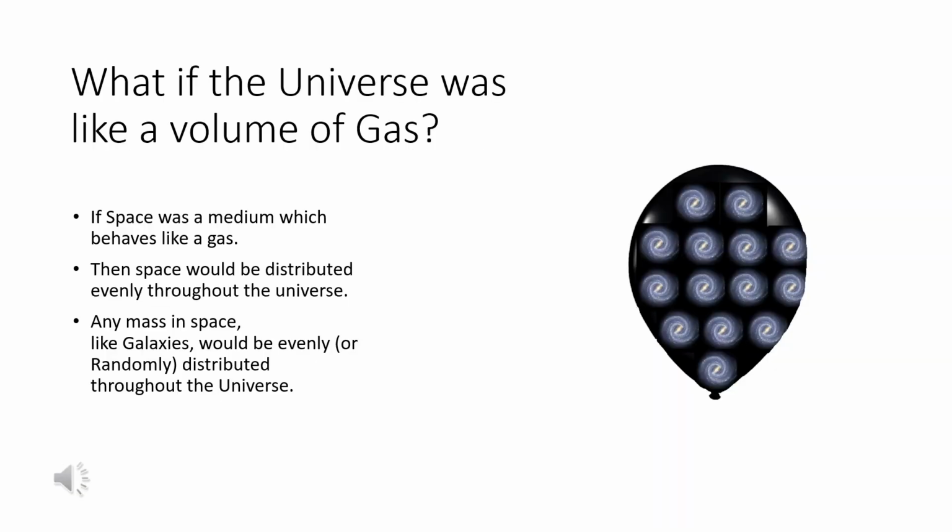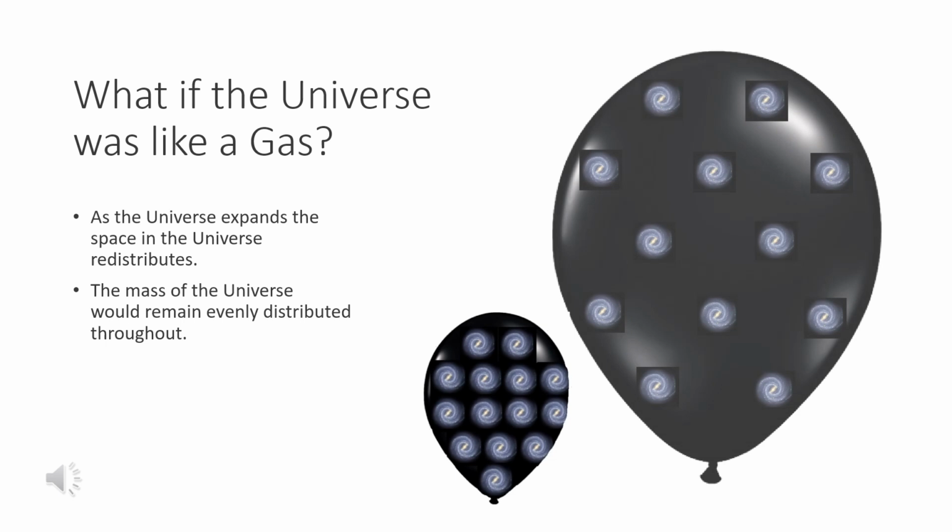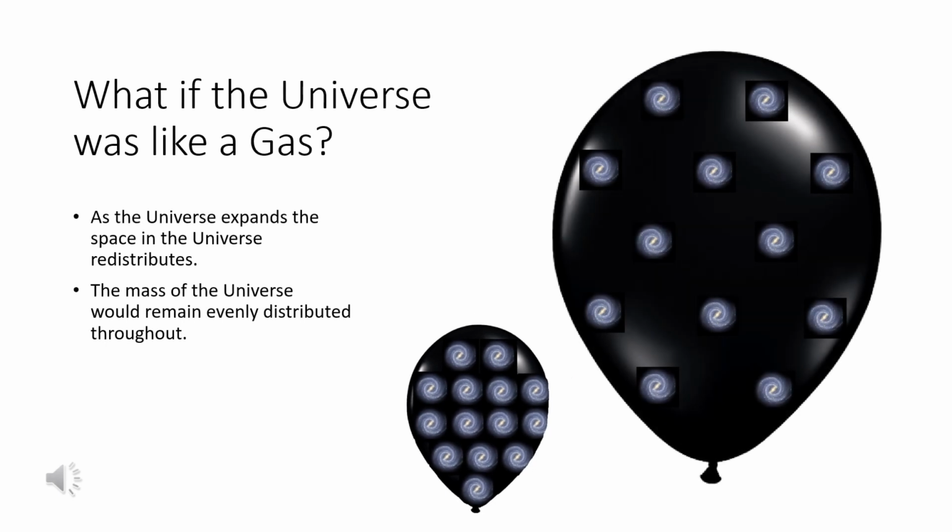What if the universe was like a volume of gas? If space was a medium which behaved like a gas, then space would be distributed evenly throughout the universe. Any mass in space, like galaxies, would be evenly or randomly distributed throughout the universe. As the universe expands, the space in the universe would remain evenly distributed, and any mass floating in space would also remain evenly distributed as that space expanded.